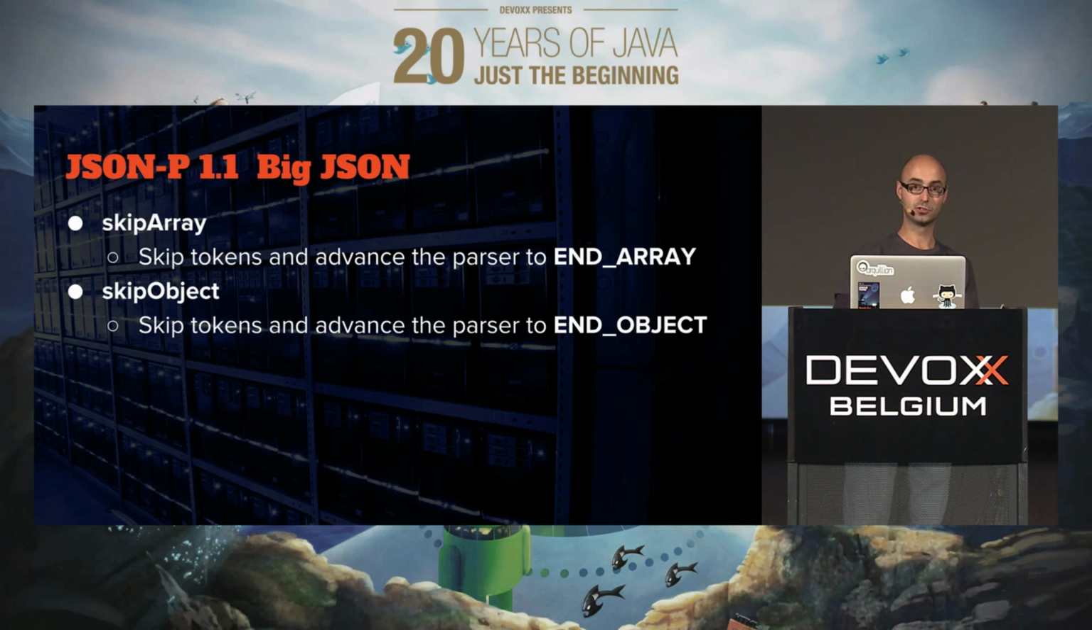Basically, you have two methods, skip array and skip object. You start with your streaming and you say, okay, I want to skip this object because I know that I'm not interested, so you call skip object, and if it's an array, you call skip array, until you arrive at the object that you need, and then you can read it. And at that time, you only get into memory the part that you need.